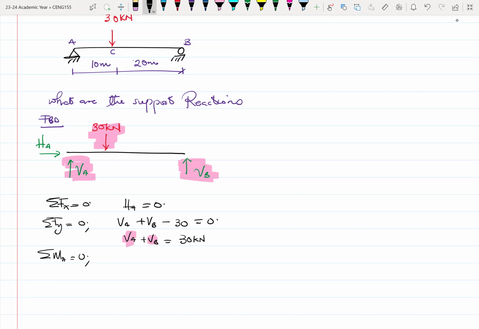Okay. So here I have VB times 30, which will cause an anti-clockwise or a counterclockwise rotation about A. Then minus 30 times 10. Right. If you don't understand what I'm writing now on the screen, please send me a message right away. Okay. That's it.